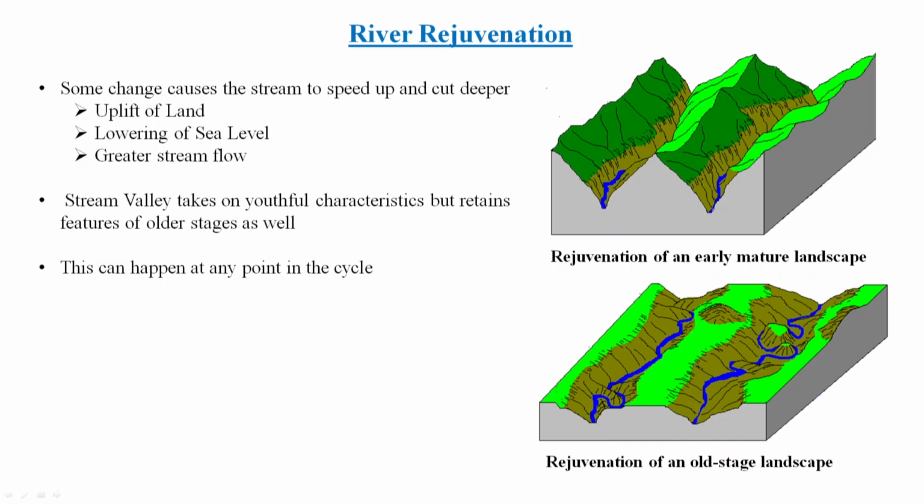So there will be deepening of the valley, mainly downcutting of the valley will go on. Material will be eroded at a faster rate, and also the turbulence within the river will increase, and that will result in some deep valleys or small angle valleys starting to develop. This can happen at any point in the complete cycle from youth to mature stage and finally old stage. This can happen at any stage.